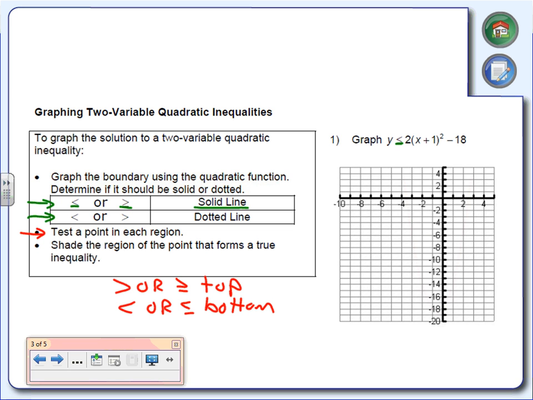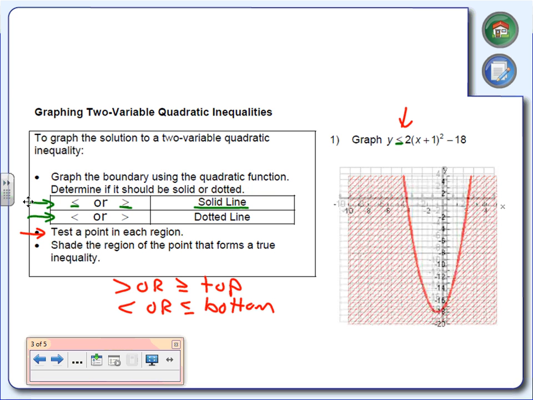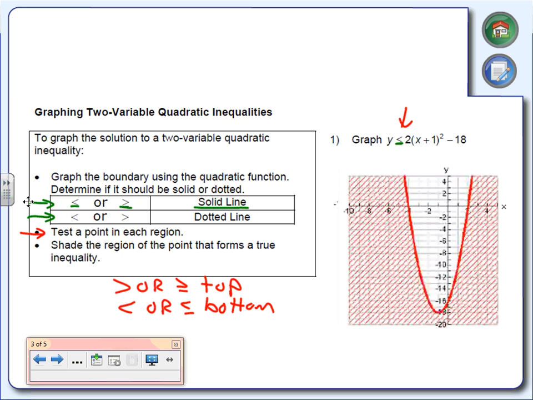Okay? Now again, in this example, we're using a less than. So less than means we're going to be shading to the bottom of our U shape. So what's going to happen is we're going to end up with a graph that looks like this right here. So when it's all said and done, that's the graph we're going to get. Notice how we have a solid U shape, solid line. And notice how we're also shading to the bottom of the U shape. Now notice I said bottom. I didn't say inside. I didn't say outside. It's to the bottom of the U shape.